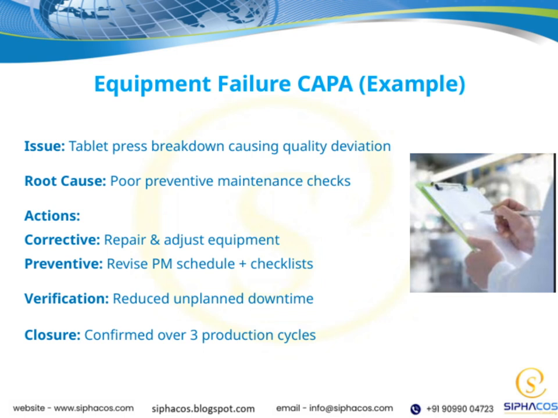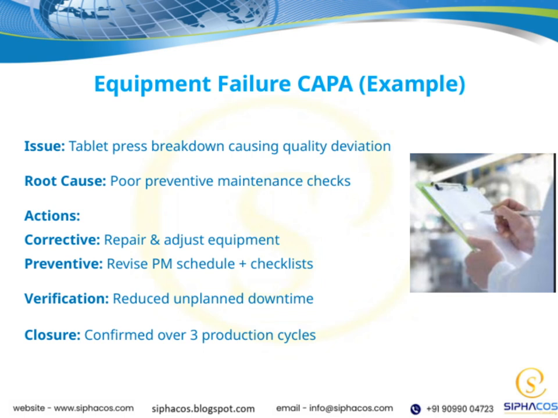Now, when we dig into the root cause, it was identified as poor preventive maintenance checks. Essentially, the maintenance schedule wasn't thorough enough, which allowed the equipment to deteriorate or fail unexpectedly. To address this, we took corrective actions by repairing and adjusting the equipment to get it back into proper working order. But fixing the immediate problem isn't enough. We also need to prevent it from happening again. So, we revised the preventive maintenance schedule and updated the checklists to ensure regular, thorough inspections moving forward.